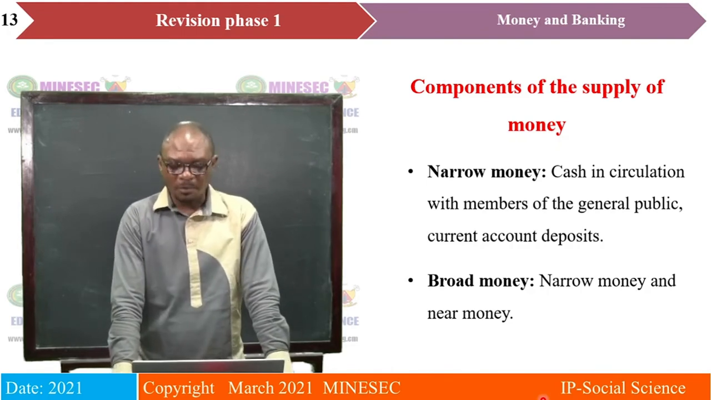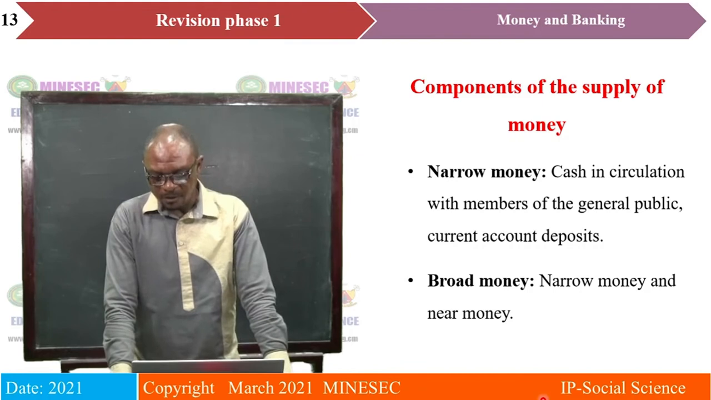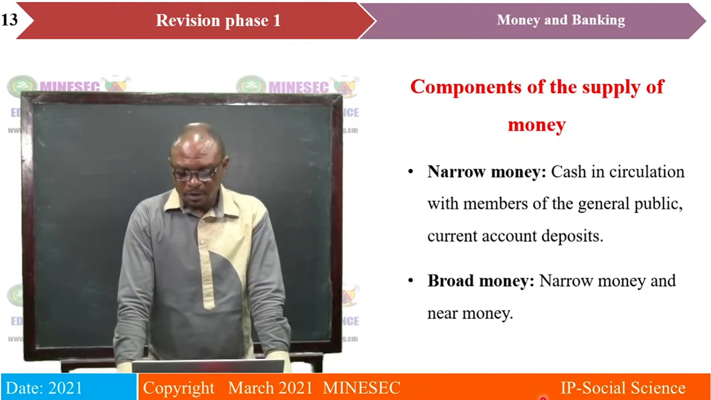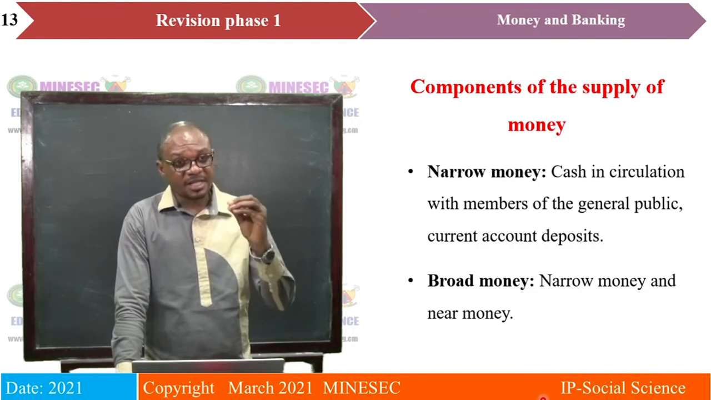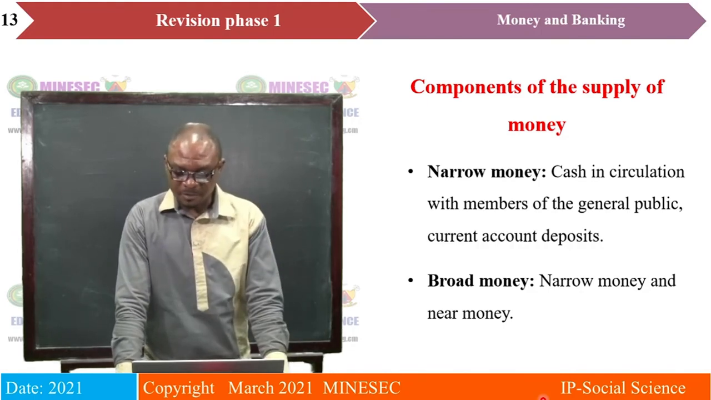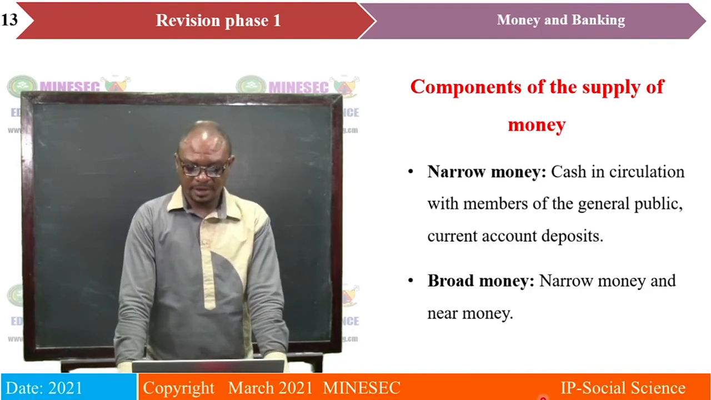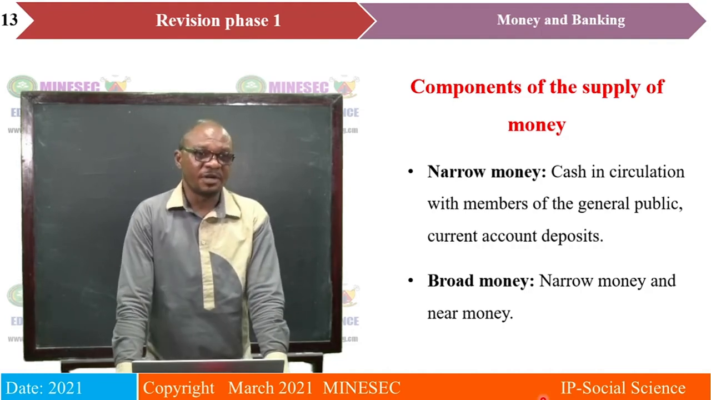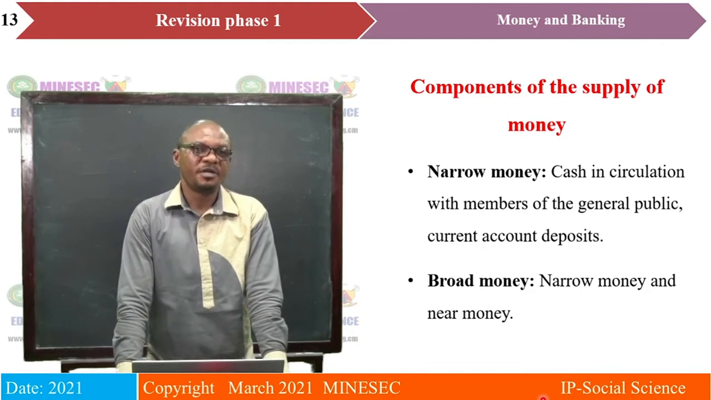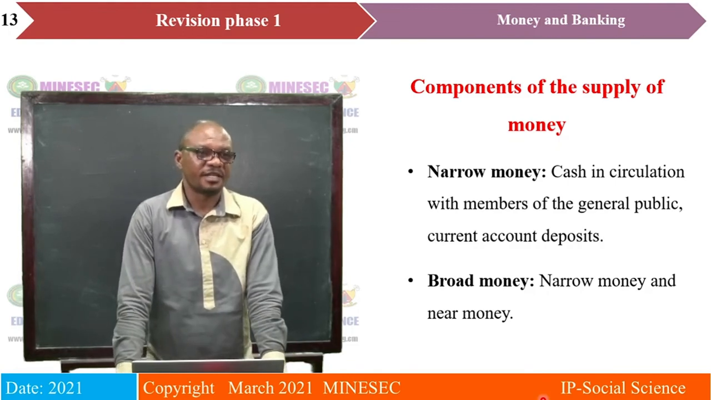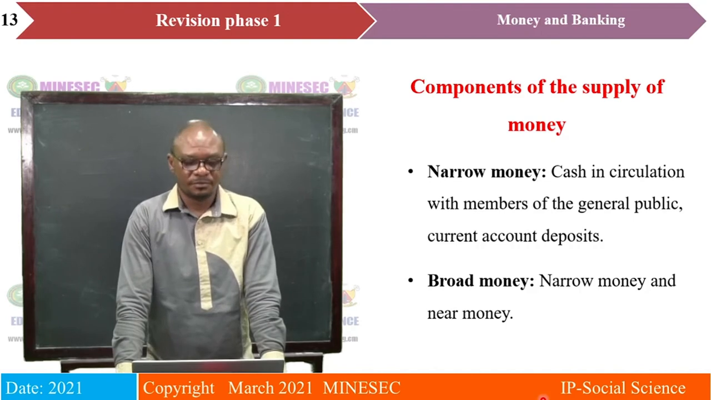So look at the components of the supply of money. Of course, we have cash. We have the cash in circulation with members of the general public. We have current account deposits. And then we have near money. Near money, any item that can easily be converted into cash without a significant loss of value.